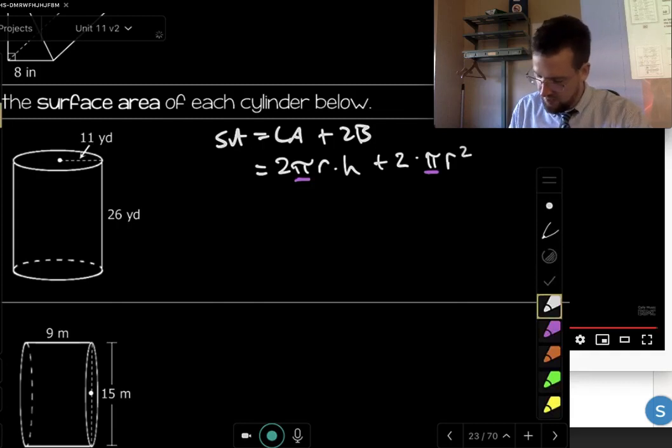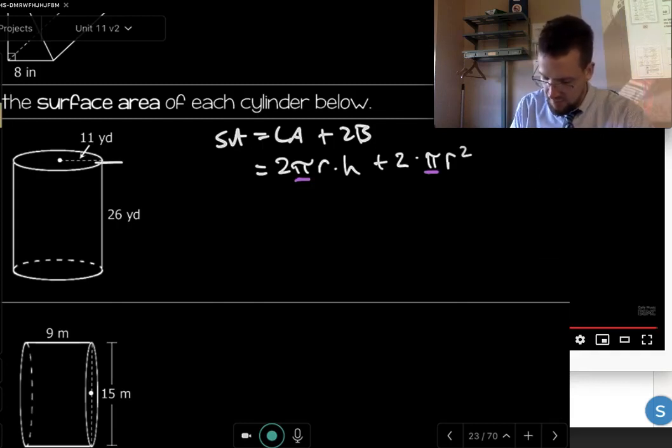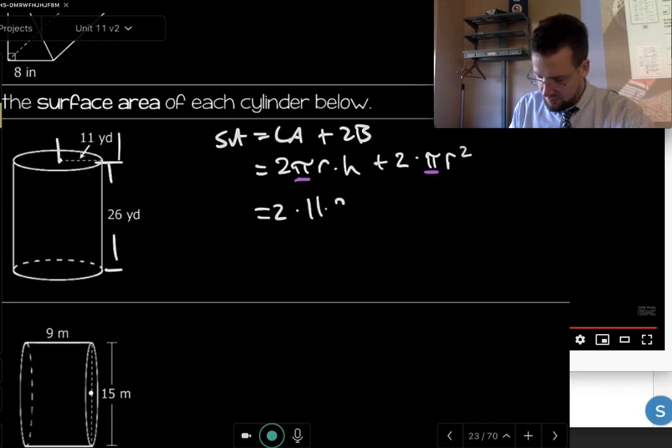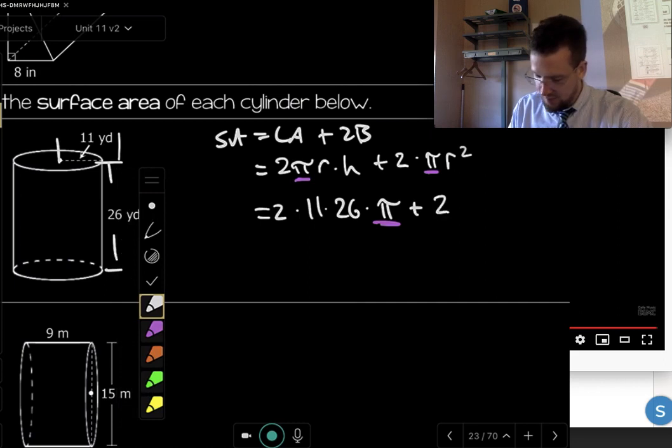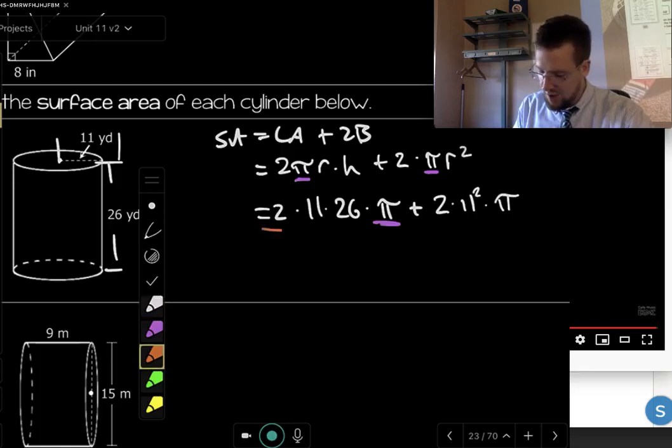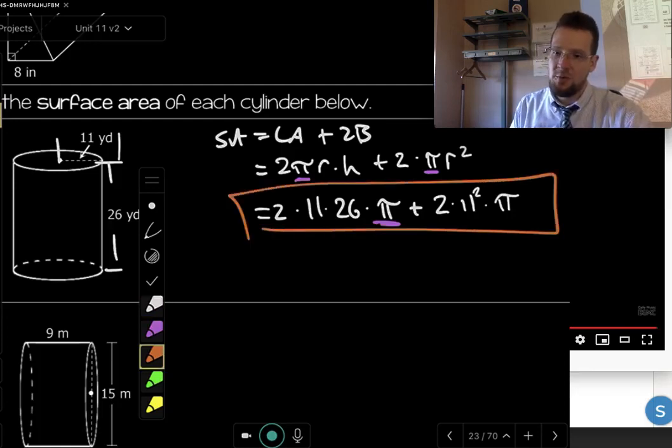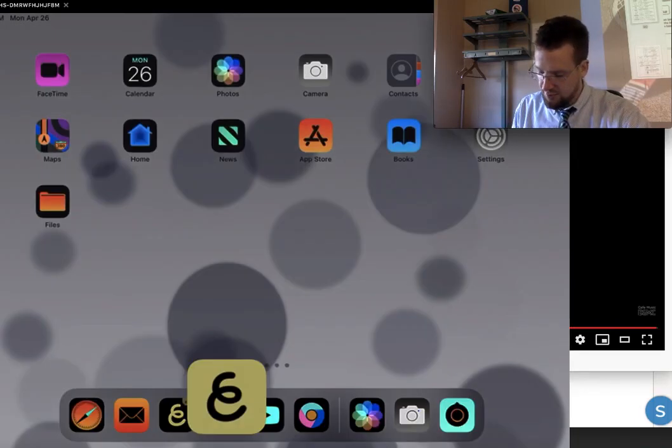So what are we going to do here? Well, all we need is the height of our figure, which is 26, and the radius, which we're given as 11. Again, pi's are junk, so I'm just going to throw them in the trunk. Let's leave them back there. And then we need 2 times the radius squared, which is 11 squared, times pi. Do not round. We want exact, we want the answer as close as we can get it. Wait until the very end to round.